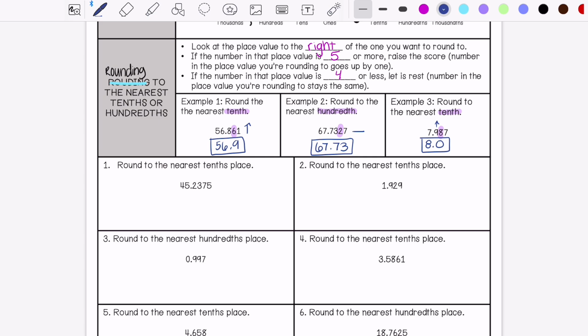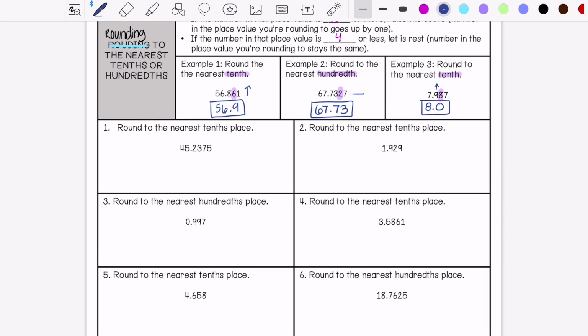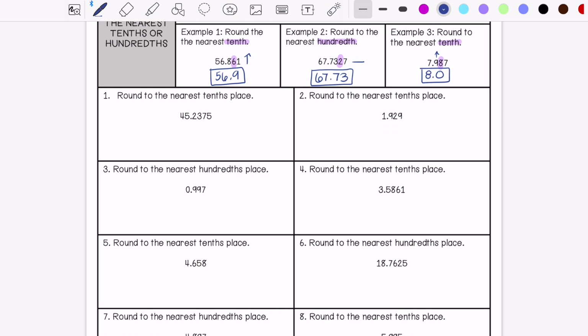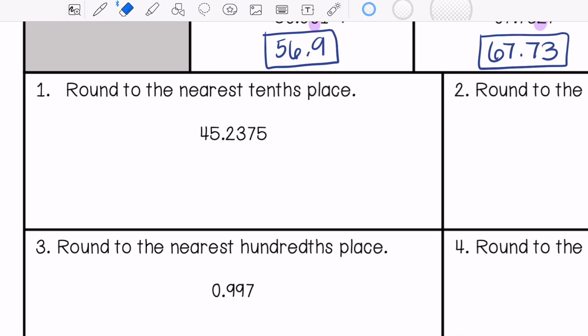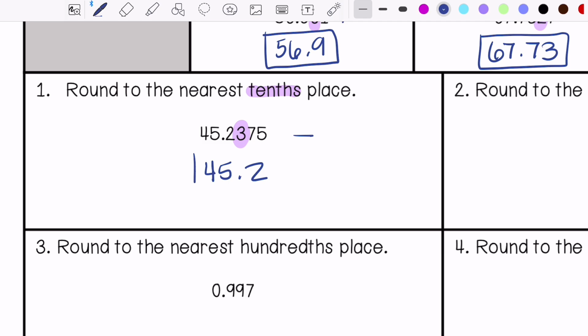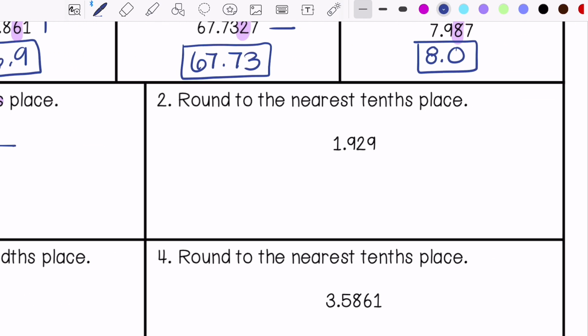All right, feel free to pause the video at this time and try to do these on your own, and then you can go back and check with me. So this says round to the nearest tenths place. I look at the hundredths. This is 4 or less, let it rest. So 45.2. Round to the nearest tenths place. I look at the hundredths. 4 or less, let it rest. 1.9.